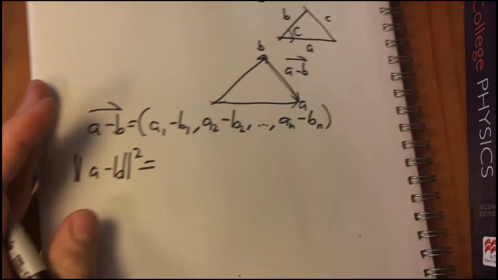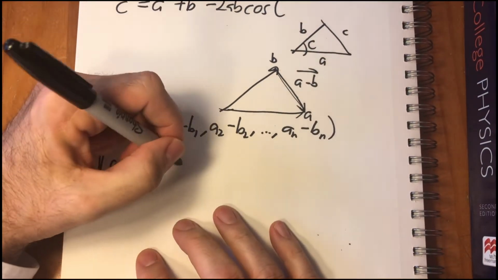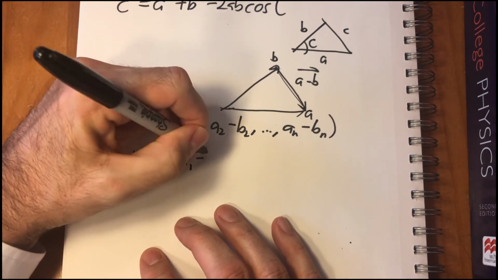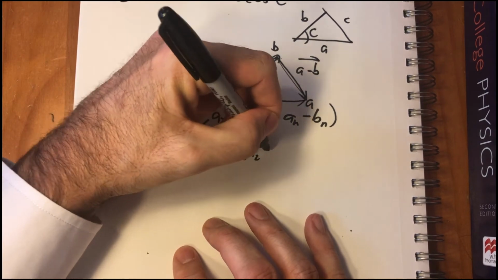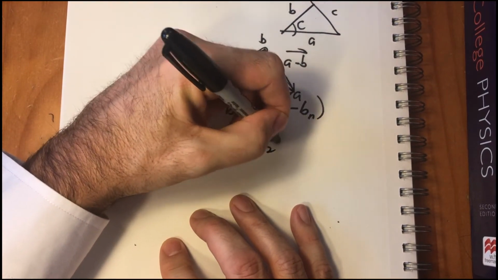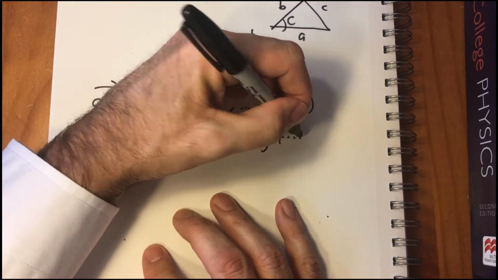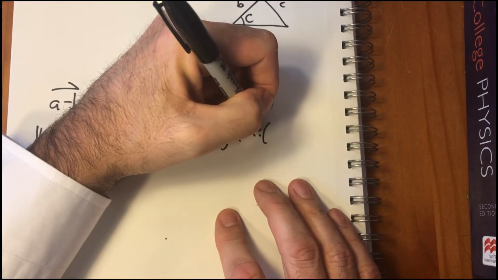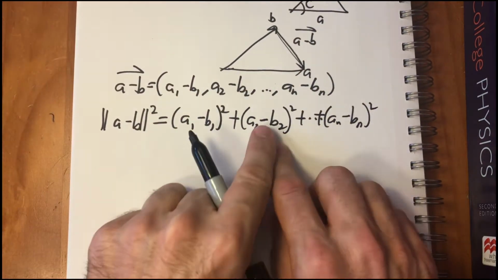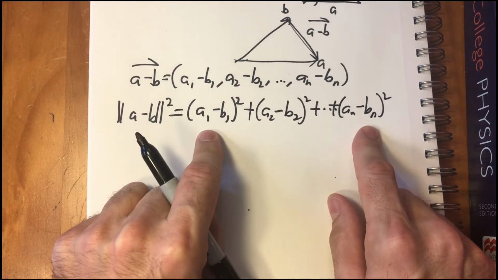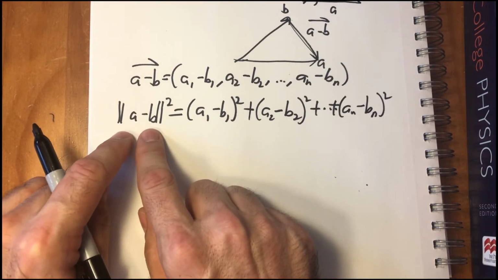So the first thing I need is that the length of A minus B is the square root of A1 minus B1 squared plus A2 minus B2 squared plus up to AN minus BN squared. Okay, this is just the Pythagorean theorem. That's the length of A minus B.